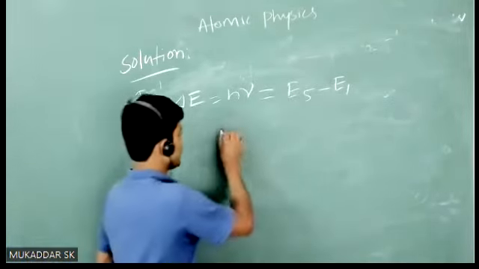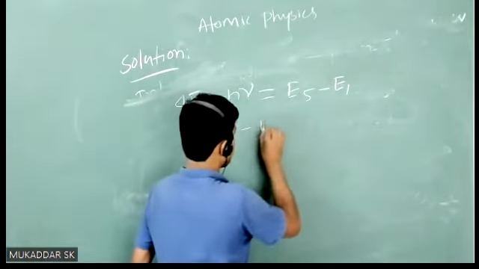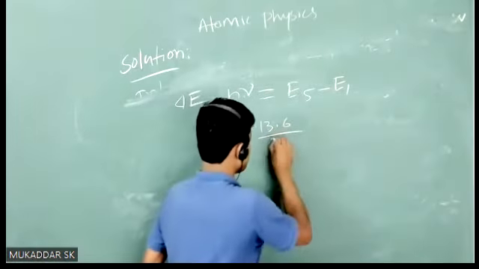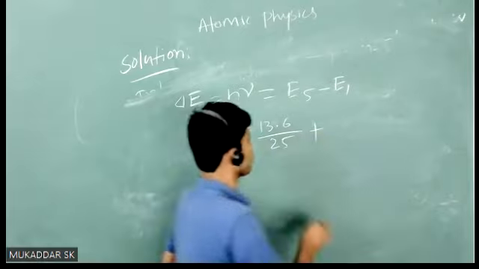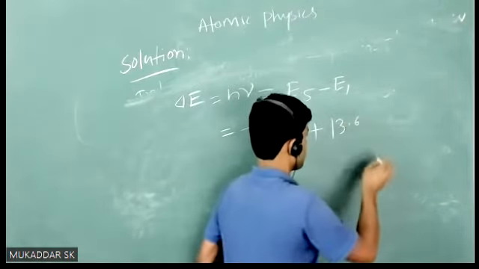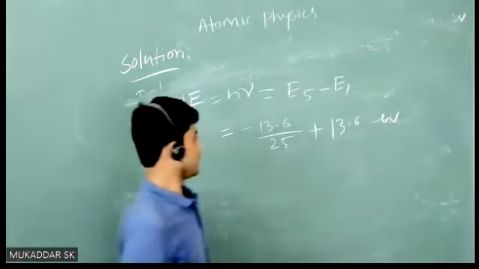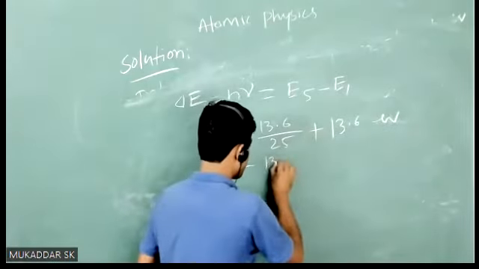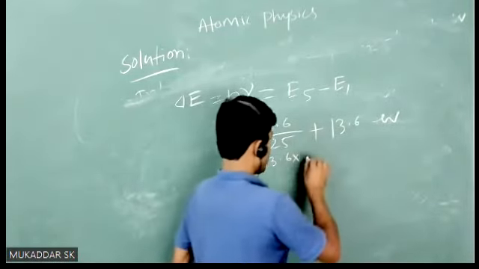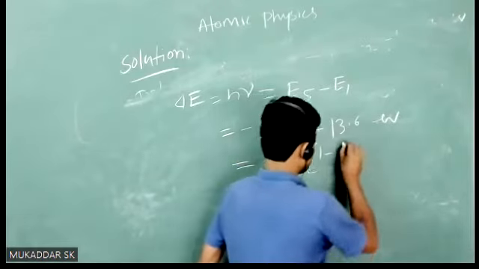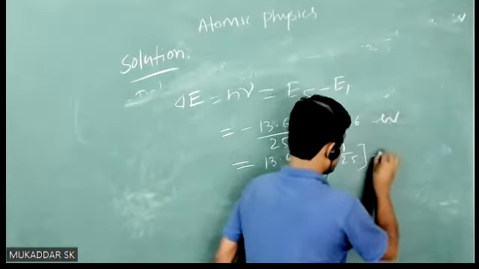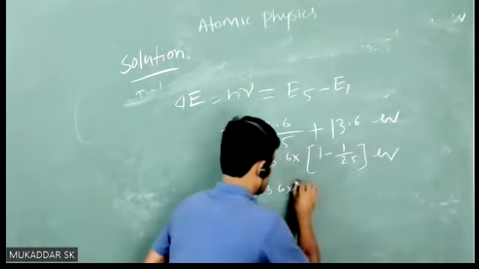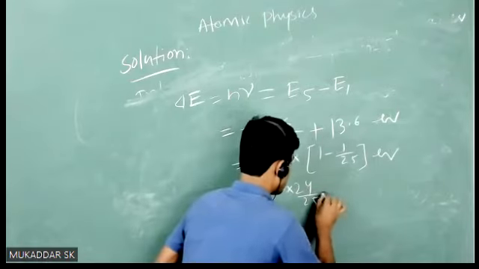So if you calculate it, for the fifth state it is minus 13.6 divided by 5 squared, that means 25. And the ground state, that you know, is minus 13.6 electron volt. If you take 13.6 common here, you will basically get 13.6 into 1 minus 1 by 25 in electron volt. So that will be nothing but 13.6 into 24 by 25 in electron volt.